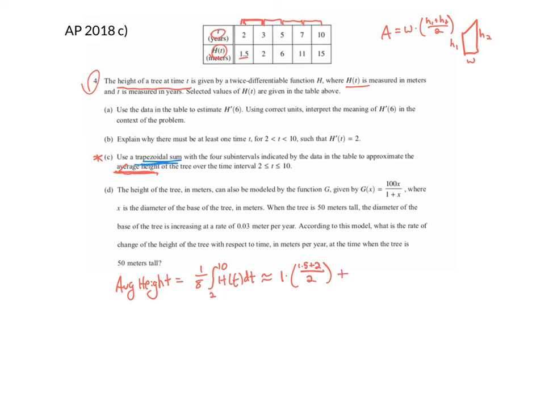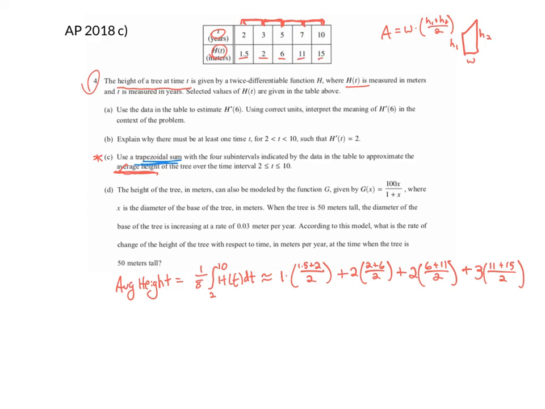Plus. Now we do the next trapezoid. We're going from 3 to 5. So this trapezoid width is 2. And then we would do the heights again as well. So 2 and 6 divided by 2 plus. Our next trapezoid goes from 5 to 7, so we're going to set that up similarly. We're going to use the 2 heights again, 6 and 11 plus. And then our last trapezoid is going to have a width of 3, and that would go from a height of 11 and a height of 15.